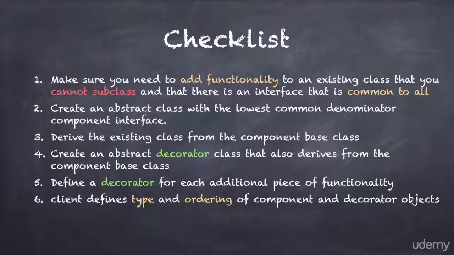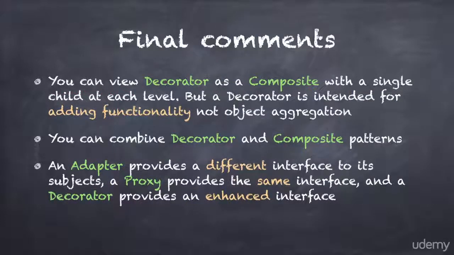Here are some final comments. I have already mentioned the similarity between the composite and decorator patterns. In fact, you can view the decorator pattern as a composite with a single child at each level. However, a decorator is intended for adding additional functionality. It is not meant for object aggregation. Both the decorator and composite patterns have different but complementary intents. Consequently, you can actually combine the patterns. And in practice, you do often see the composite and decorator patterns together.